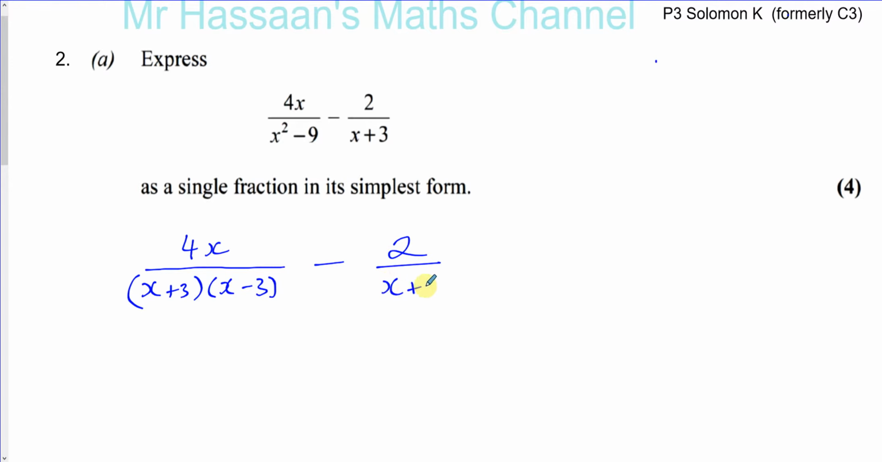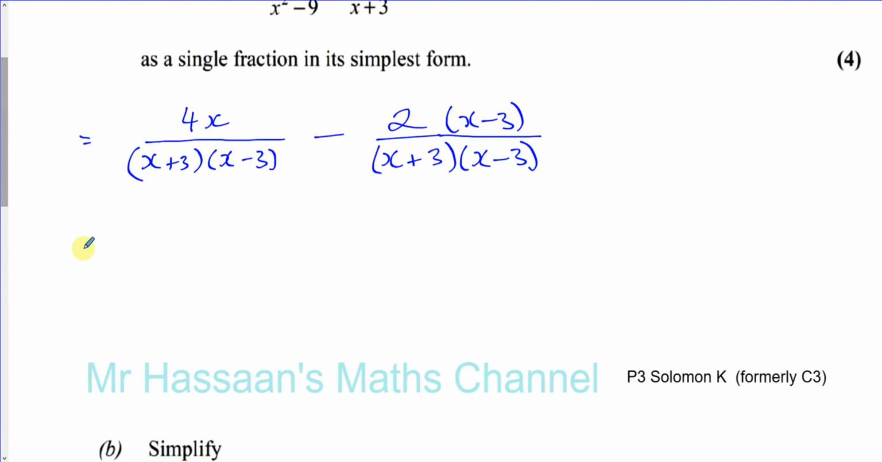Now what we can do here is make the denominators the same by multiplying both the numerator and the denominator of this by x minus 3. Now the denominators are the same. I haven't changed the value of this fraction. I've just changed the way it looks. Now I made it look the same as that, just like adding normal fractions together. So now I have a common denominator of x plus 3, x minus 3.